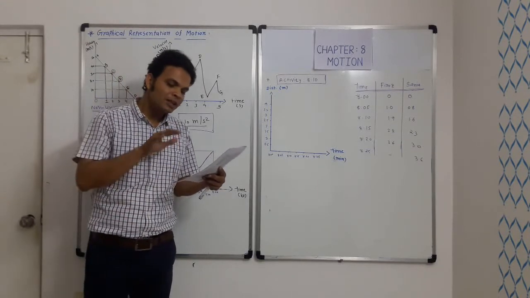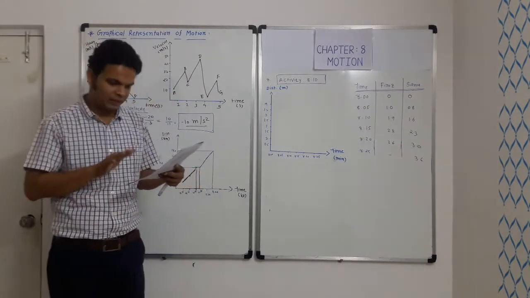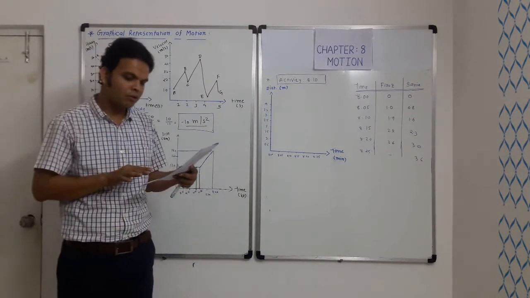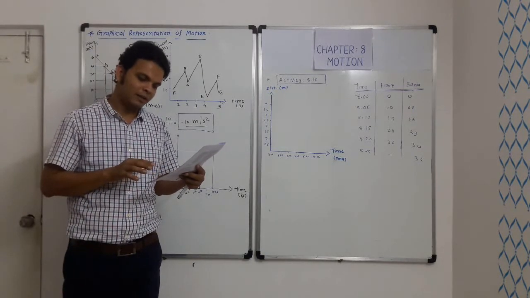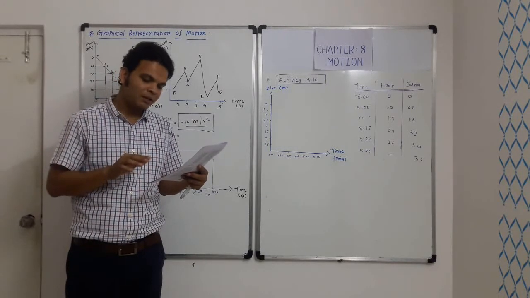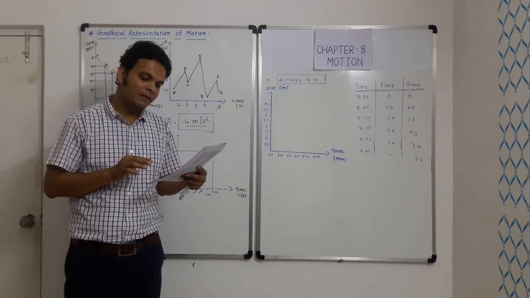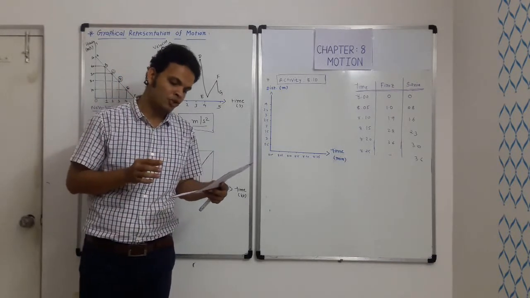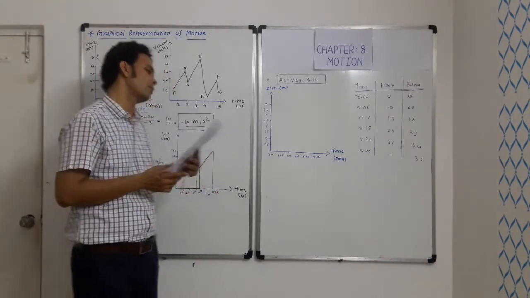Okay, so from this information which is given in this table, we have to draw the plot and interpret the distance-time graph for the train, assuming that its motion between any two stations is uniform.